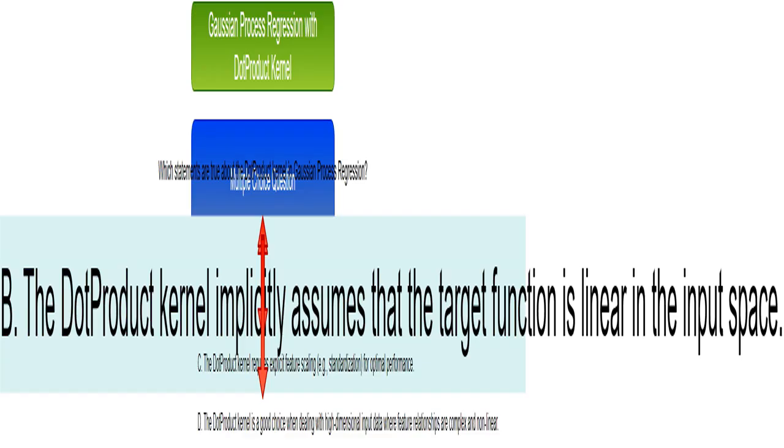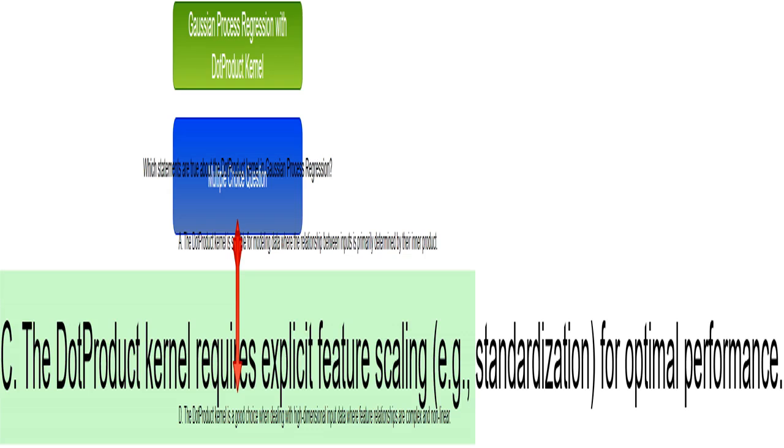This statement is also true. Because the kernel's core operation is the linear dot product, it inherently assumes a linear relationship between your input data and the values you're trying to predict. This is false. While scaling your features can sometimes improve a model's performance or numerical stability, it's not a strict requirement for the DotProduct kernel. It'll still work without it.